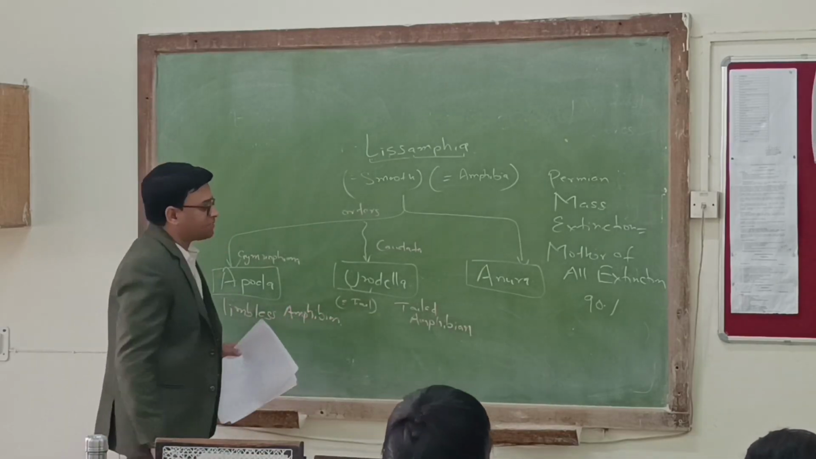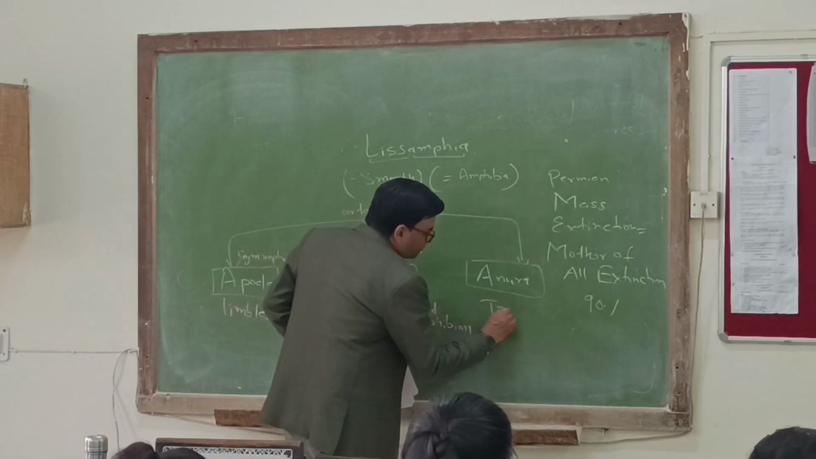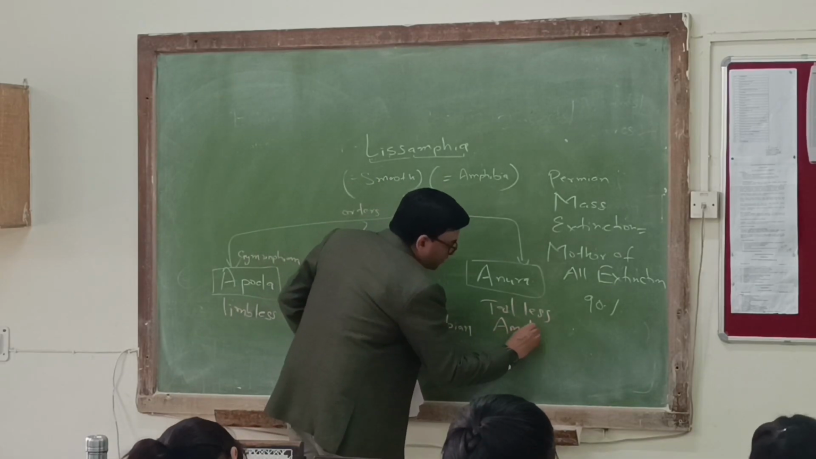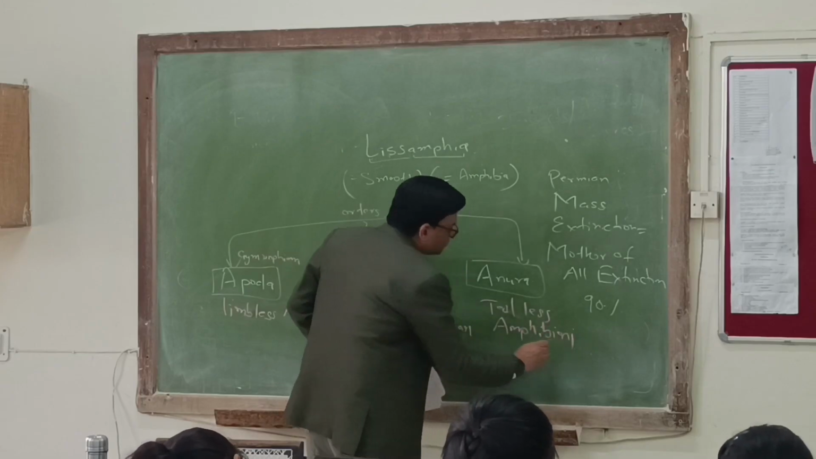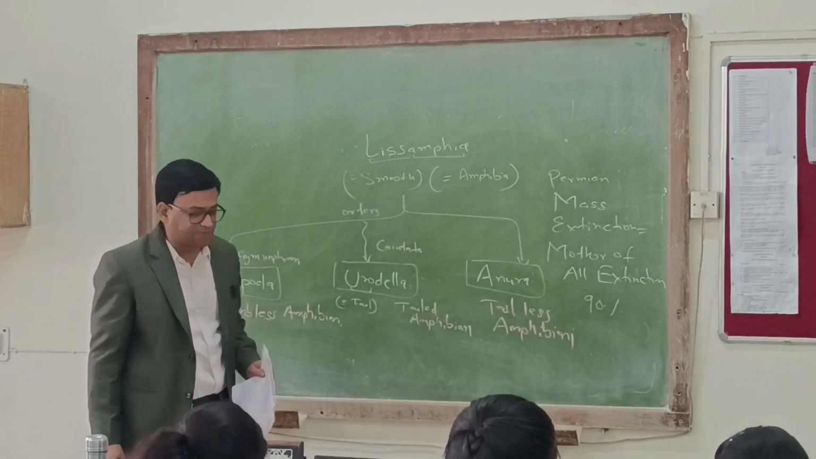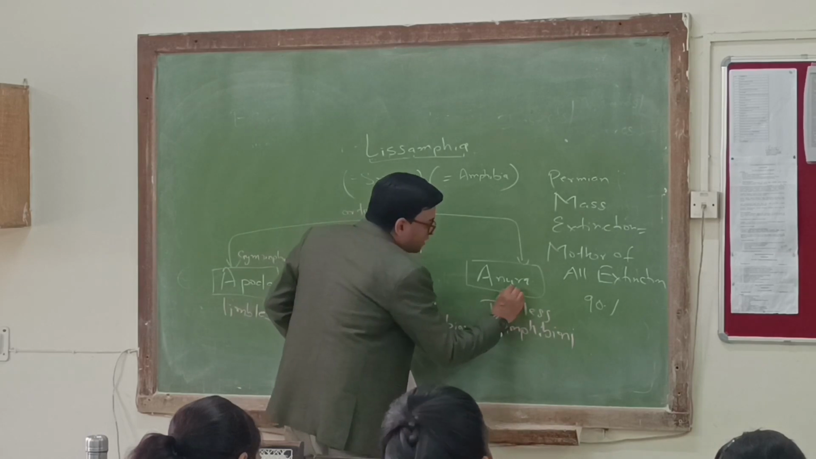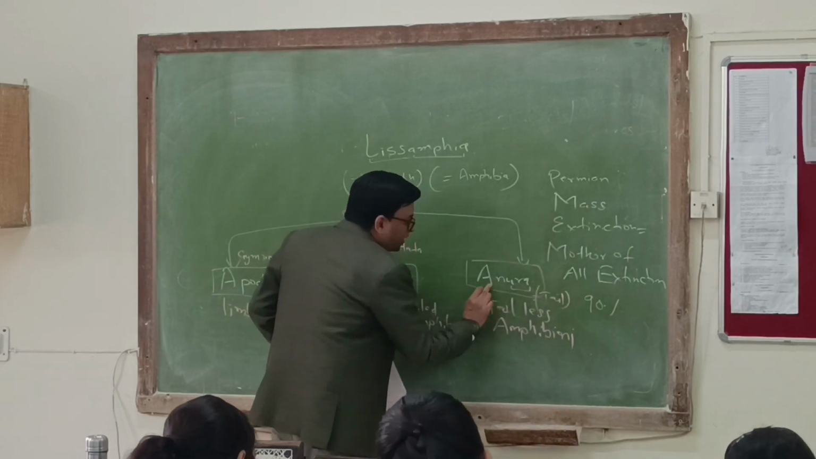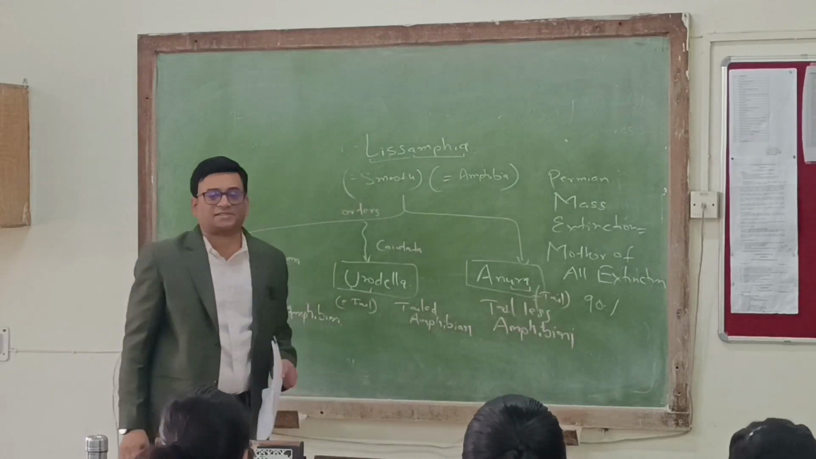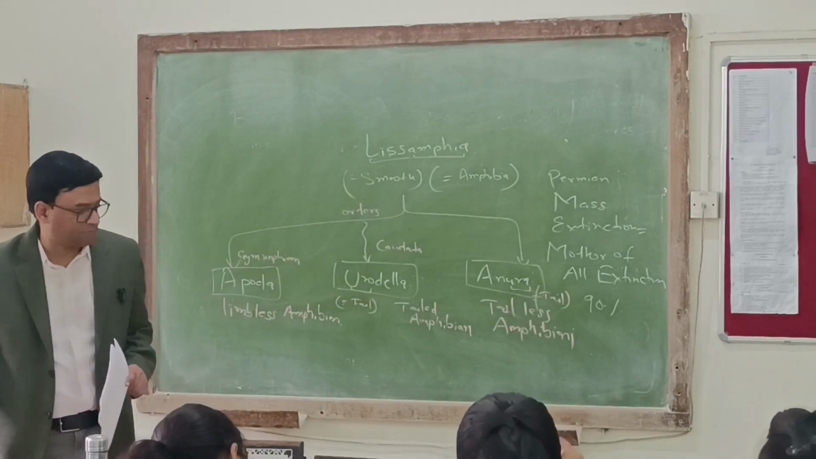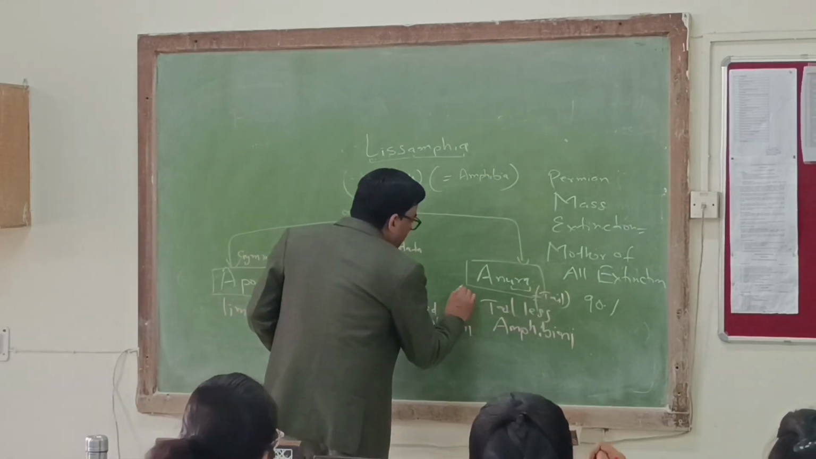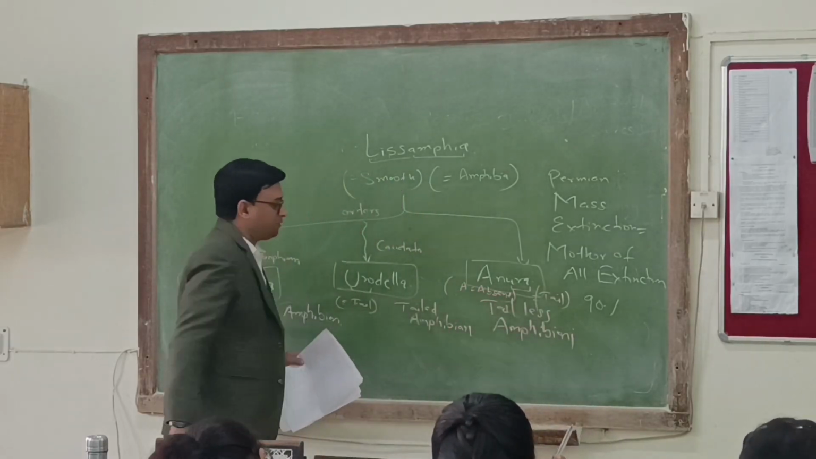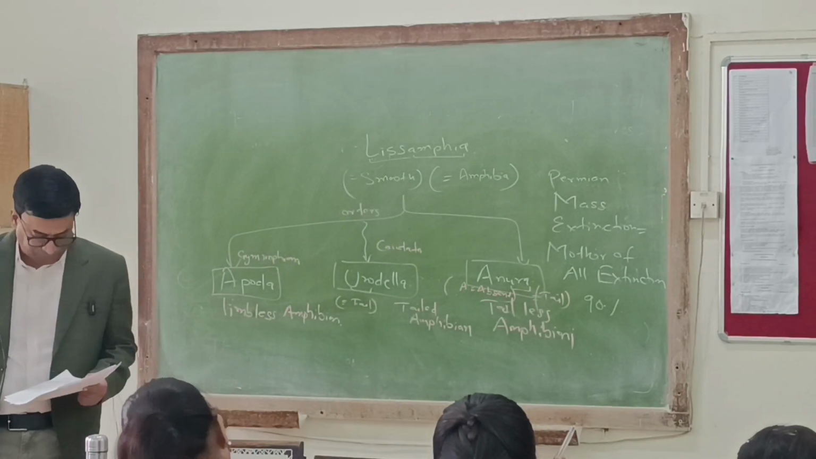And this group is called tailless amphibians. Listen, this is very important. If Ura means tail, then Anura means tailless. The tail is absent, A stands for absent, and hence they are called tailless amphibians.